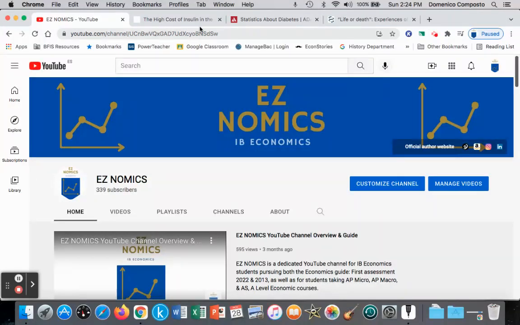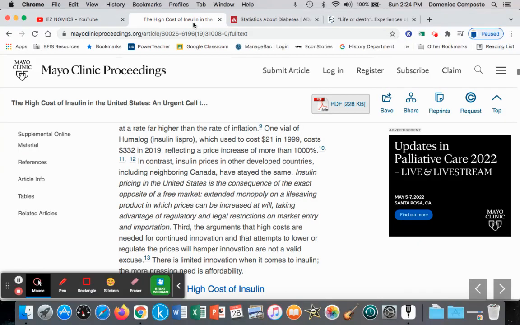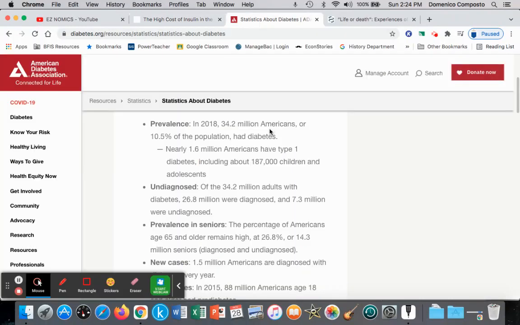In this case, we're going to lower price. In that previous video, we used the example of insulin, specifically 1 vial of Humalog, insulin lispro, originally priced in 1999 at $21, and 20 years later, it was increased to $332. We also looked at some consumption data.